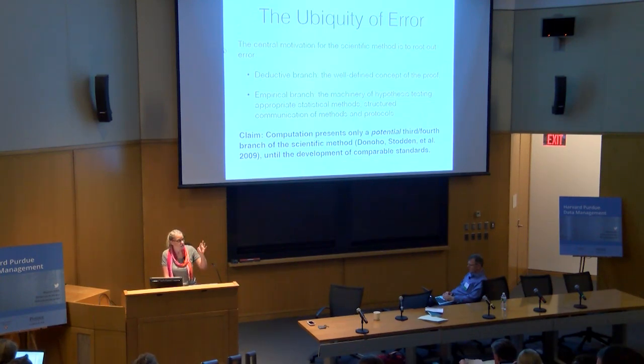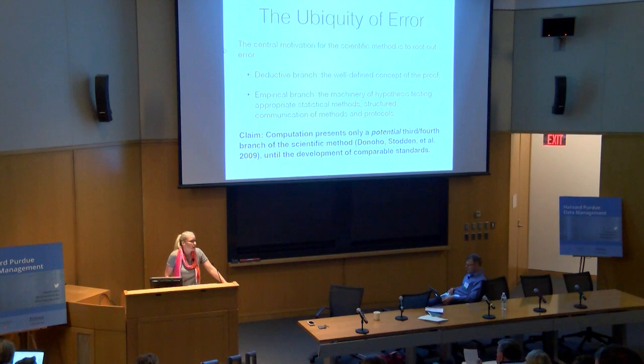I mean, if you have a sloppy proof that's incomplete, you're certainly not going to get published. You'll get immediately rejected from journals. In the empirical branch, it's not quite as clean, but we have an entire machinery around how we structure hypothesis testing and how we go about an experiment. We have appropriate statistical methods, and in analogy to the deductive branch, if you leave the methods section blank when you're trying to publish, it will be immediately returned to you.